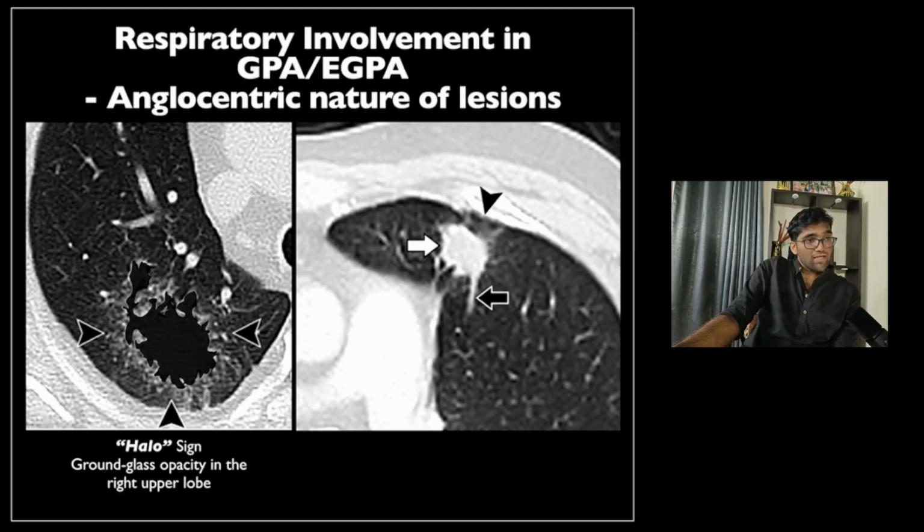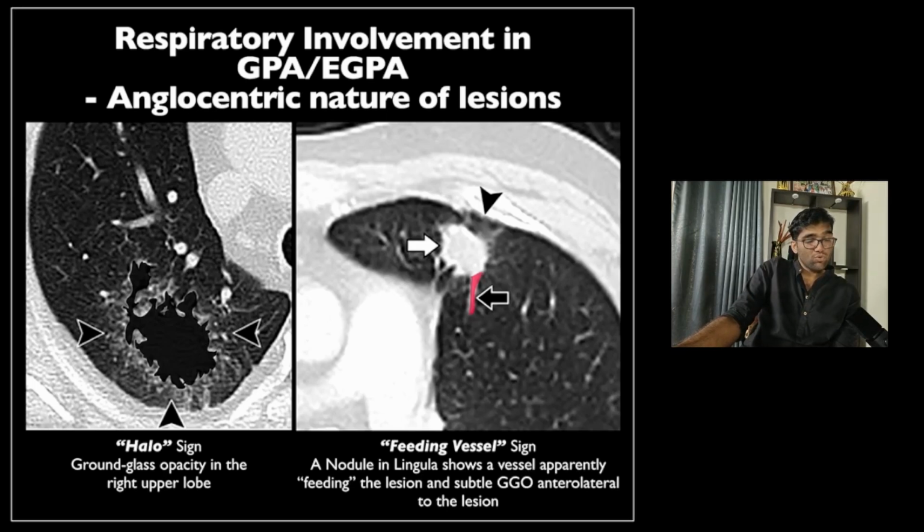Similarly, in the next image, you find a nodule or a mass-like lesion with a vessel that appears to move into the lesion. So this has been termed the feeding vessel sign. I've highlighted it in red. One thing to note in this particular case is the presence of some amount of GGOs, that is ground glass opacities, just anterior to the nodule.